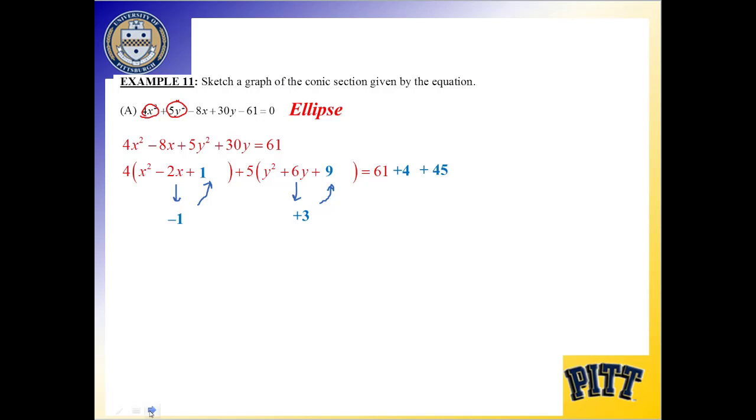Now that I have two perfect square trinomials written inside these parentheses, what I can now do is write them as binomials squared. The reason why I always write what that half of the middle term is going to be is that it is the number that's going to go next to my x or y in the parentheses. So I'm going to have 4 times (x minus 1) squared plus 5 times (y plus 3) squared. And of course 61 plus 4 plus 45 is 110.